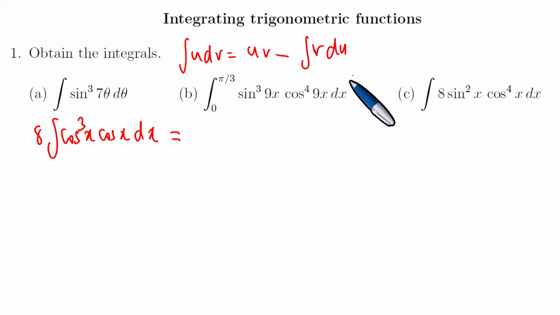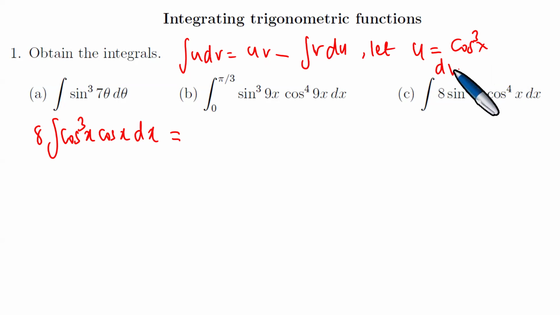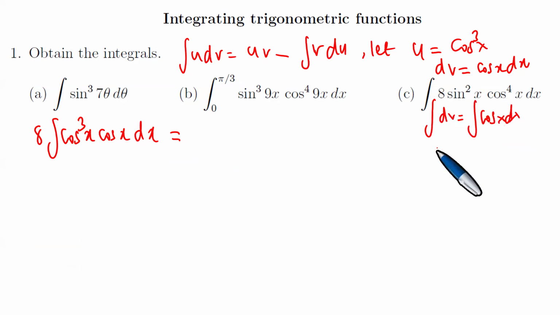So that you let u be cosine cubed x, and then dv would be the remaining cosine of x dx. If you integrate dv, you have the integral of cosine x dx, which is exactly v, the sine of x.